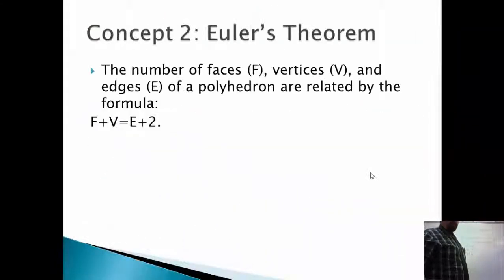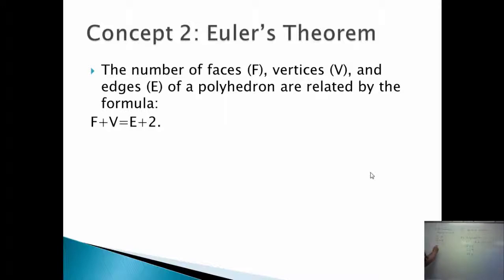Now, there's something kind of neat. Euler, a famous mathematician, discovered something. It's that if I look at a polyhedron and I count up the number of faces and the number of vertices, that should equal the number of edges plus 2. Well, we just did a problem. Let's see if it's true.